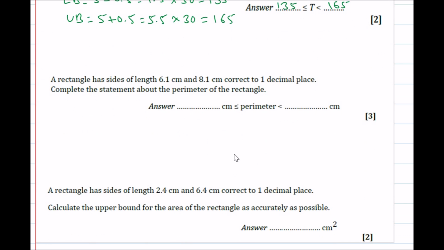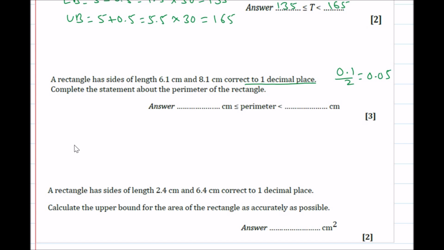Next, a rectangle has sides of length 6.1 centimeter and 8.1 centimeter, correct to one decimal place. Correct to one decimal place means 0.1 divided by 2, that is 0.05. So this we need to add and subtract for finding the lower bound and upper bound for the side lengths. In this case, we have to find the lower bound and upper bound both for the perimeter. So let us find first for 6.1.